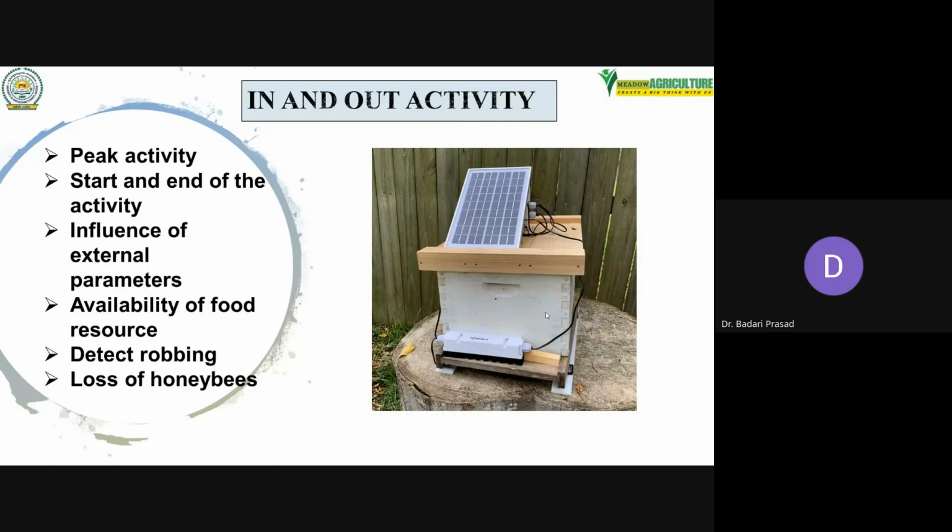In and out activity. We can study the peak activity period, start and end of the activity, influence of external parameters, availability of food resource, detect robbing, and loss of honeybees. Is there any loss? Suppose 500 bees went out, we can study whether all 500 came back or whether any died outside. In a normal course, if it is 1% or 2% death, it's okay. If it is an exorbitant number, then the beekeeper has to take a decision.